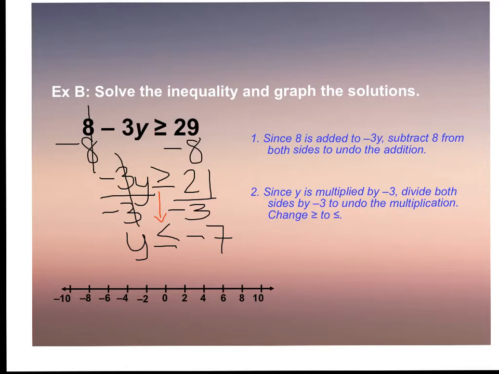So I'm going to go to negative 7, which is in between negative 8 and negative 6 right here. And I'm going to do a closed circle. And since I want all values that are less than negative 7, that's going to be to the left of the graph. It's going this way.